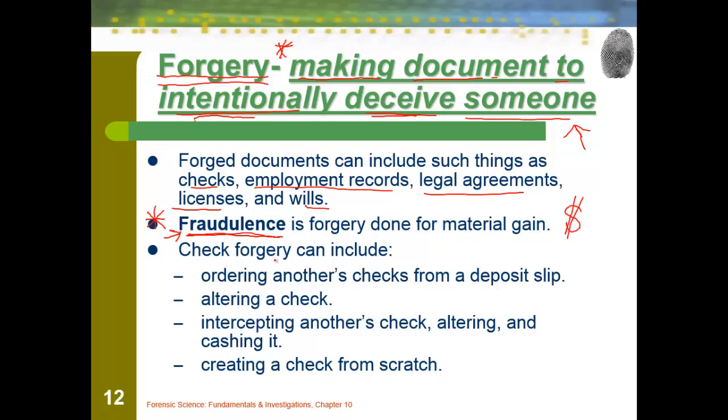Check forgery is one of the big ones. You can include altering somebody's check from a deposit slip, altering checks, intercepting another person's check in the mail, altering it, cashing it, and then creating a check from scratch with the intention of deceiving the bank or somebody else in order to get money.